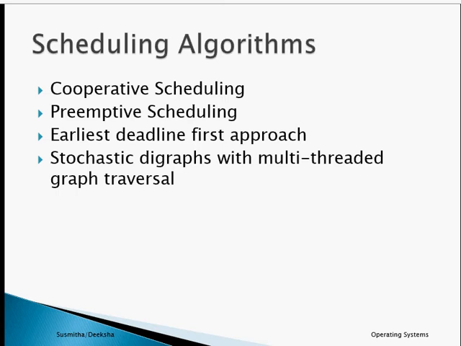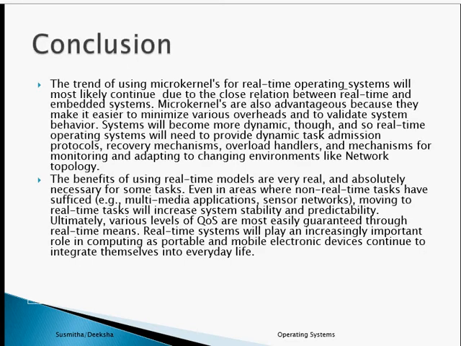Let's see the conclusion of this presentation. The trend of using microkernels for real-time operating systems is more likely due to the close relation between real-time and embedded systems. Microkernels are also advantageous because they make it easier to minimize various overheads and to validate system behavior. Systems will become more dynamic, though, so real-time operating systems will need to provide dynamic task admissions, protocols, recovery mechanisms, overload handlers, and mechanisms for monitoring and adapting to changing environments like network topology.